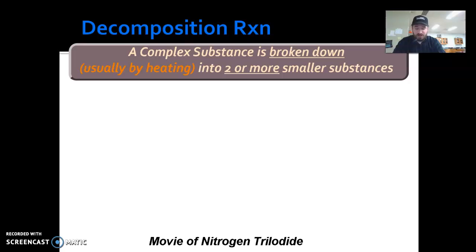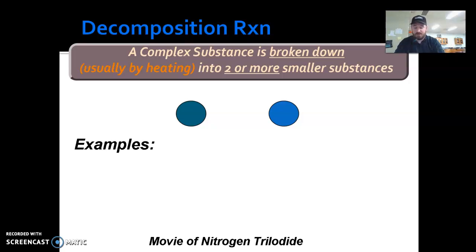A decomposition reaction, this is our next one. So decomposition is almost the opposite of a composition reaction. This is when a complex substance, something like a compound, is broken down into 2 or more smaller substances. It doesn't need to break down automatically into elements, but oftentimes it does. And this happens when we heat it up or add energy to our compound in order to break it down. So we're starting with one more complex substance like our picture shows. We heat it up, and then they separate into their parts.